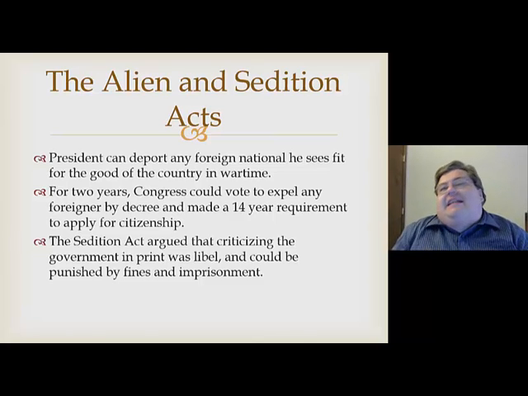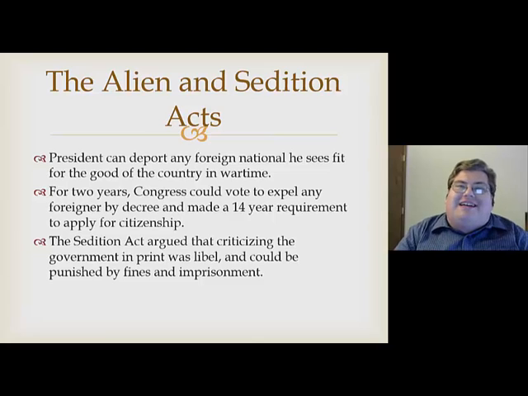Now, for as bad as the Alien Act was, the Sedition Act was worse because it said that anybody who criticized the government was guilty of libel and thus could be punished by fines or imprisonment. What that means is libel is slander.